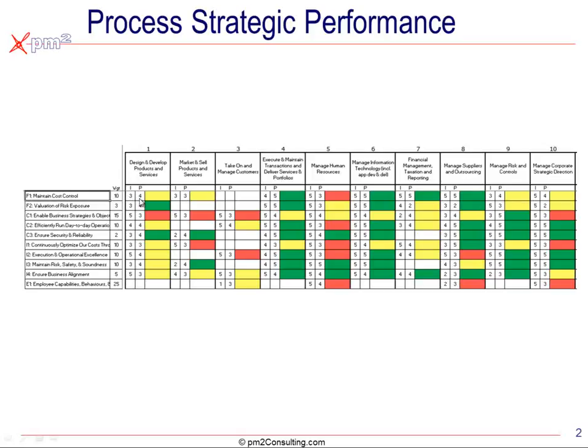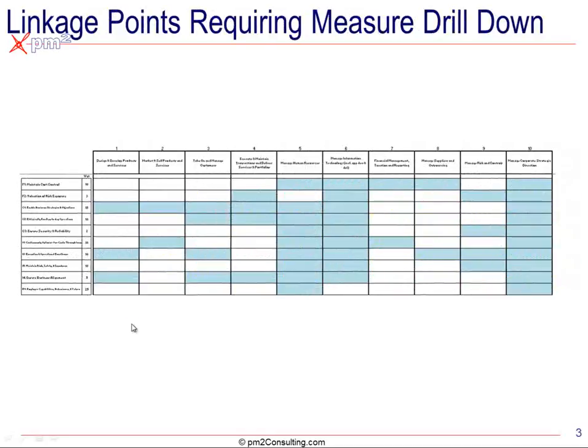Our purpose for doing this was to identify everywhere where there's a 5, a significant impact. In other words, if this process failed, it would put in jeopardy our ability to succeed at this strategic objective. This analysis identifies where we need to provide measures in the drill down dashboards. This work came up with the following answer. So for design, develop, and deliver products and services, there are 1, 2, 3 areas where it has a significant or critical impact on our strategies, and we need measures.